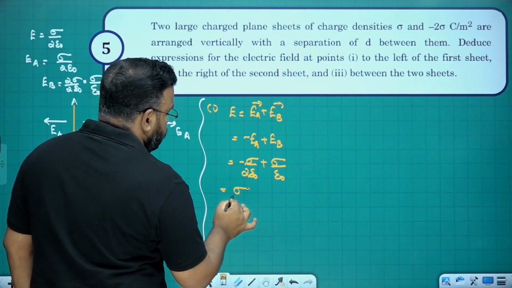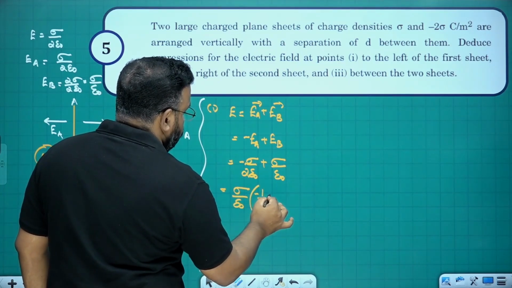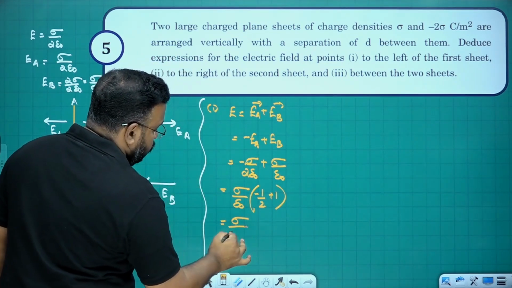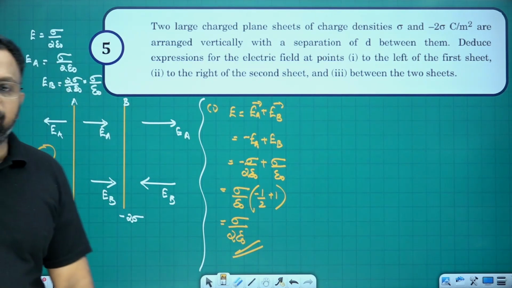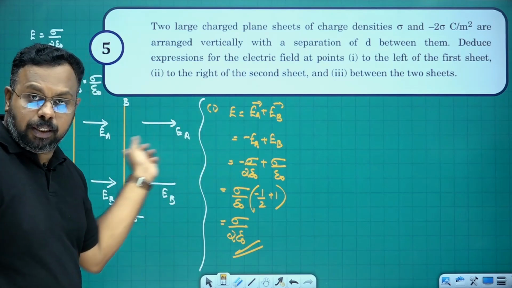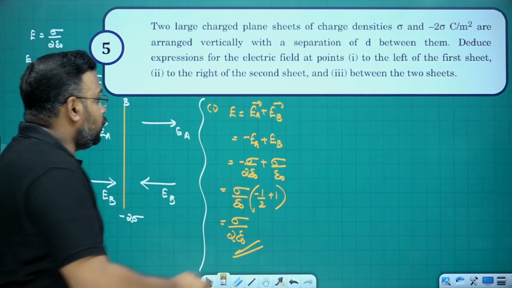So what I can do is take sigma by epsilon naught out. I get minus 1 by 2 plus 1, that is 1 by 2. So what is the answer? Sigma by 2 epsilon naught. This is the resultant field in region 1. It's positive, which means the resultant field direction will be towards right. That's the meaning of the final result being positive.